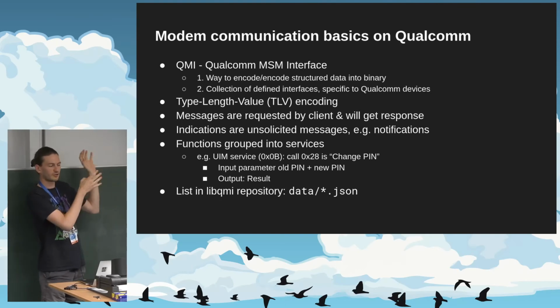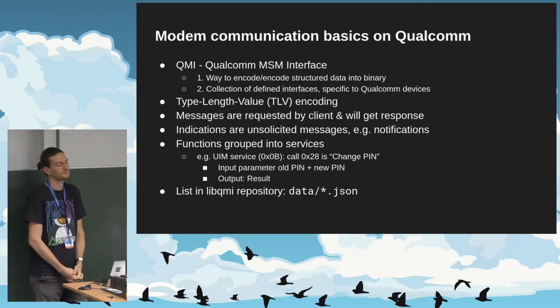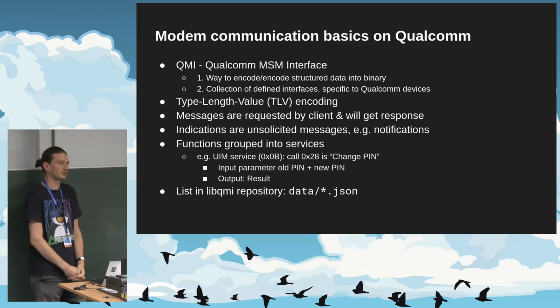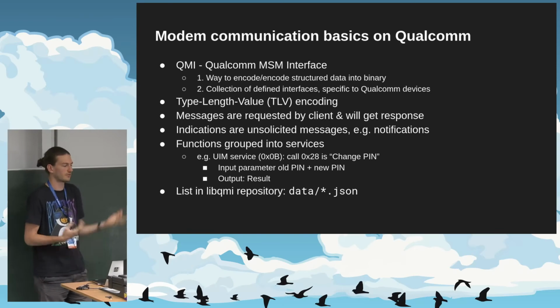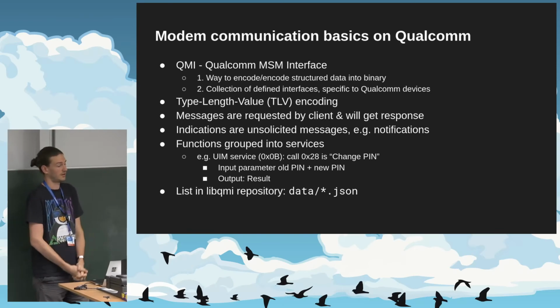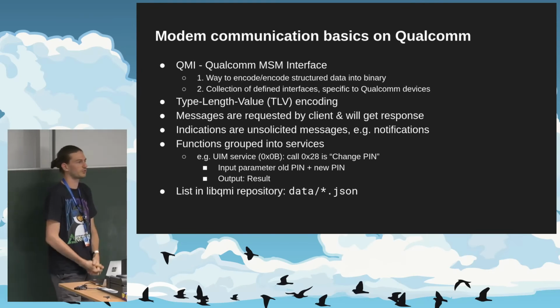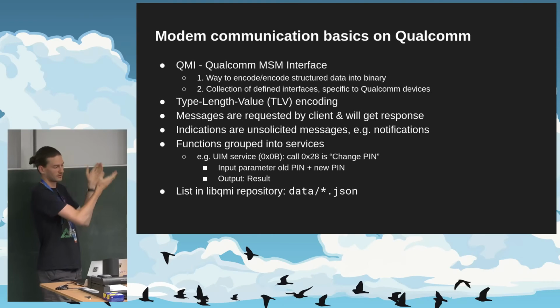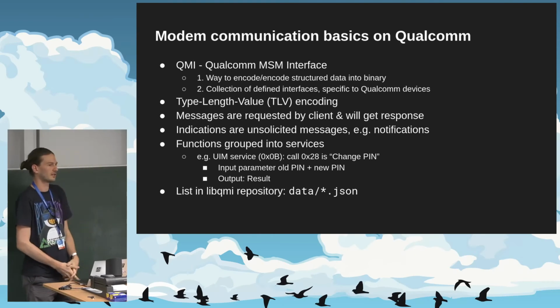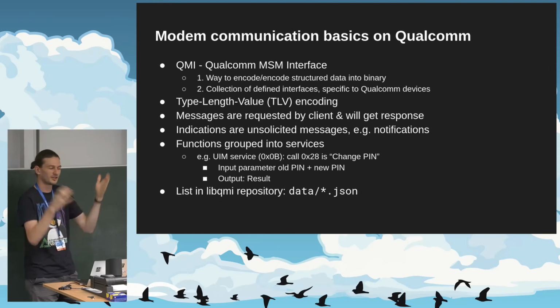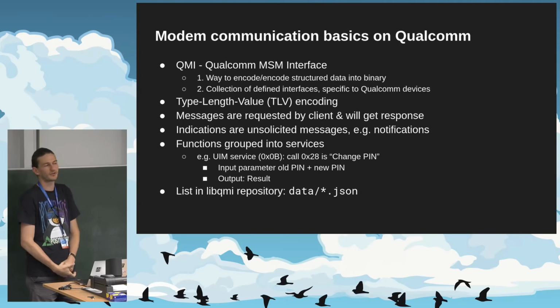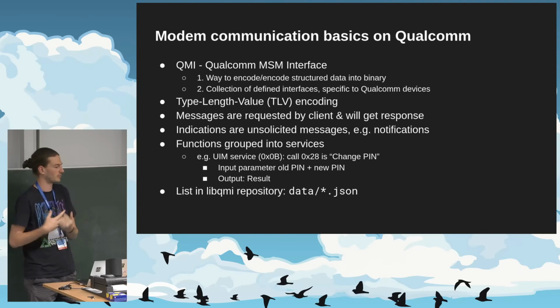For the second part, QMI is a collection of defined interfaces. There's a bunch of functions which are grouped into services. For example, there's the UIM service, the user identity module service. There are at least 30 different services which do different things. For example, there's a service which is 0xB, and then there's a huge list of calls which can do everything related to user identity management. For example, this includes anything with SIM PIN cards and a lot of other things.